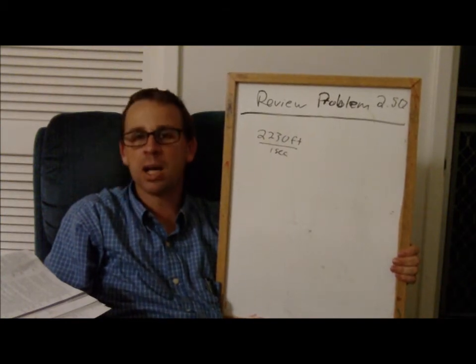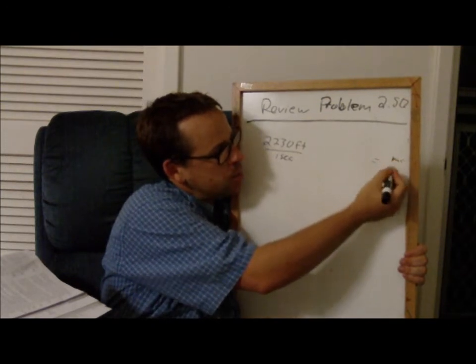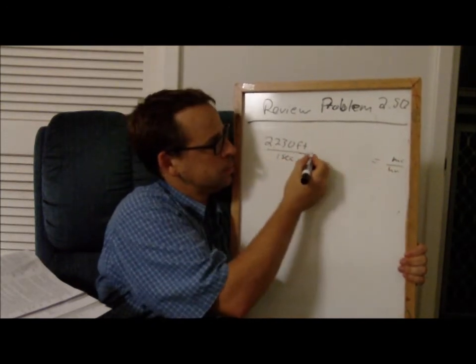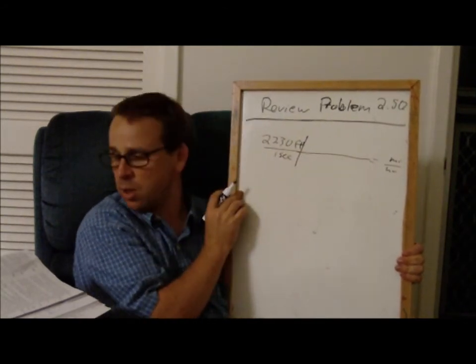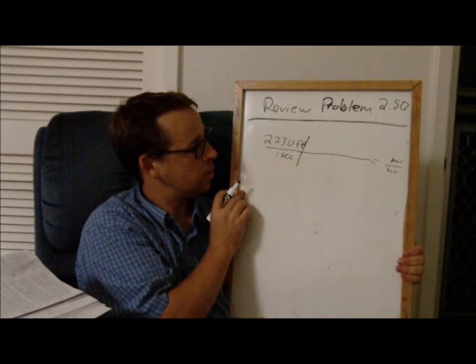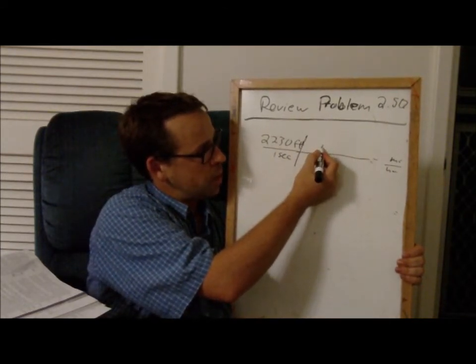What's the speed in miles per hour? Feet per second, equal sign. We're looking for miles per hour. Alright, 2,230 feet per second. Well, how many feet are there for every 1 mile?